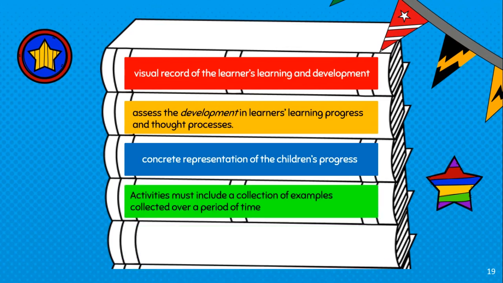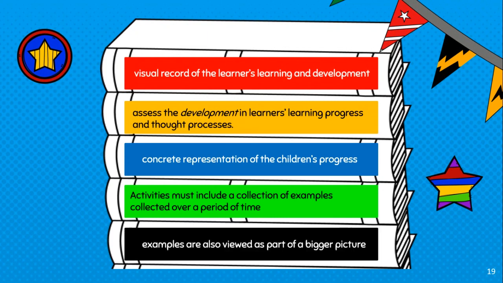And activities must include a collection of examples collected over a period of time. So for example, their handwriting book could either be for the term or for the year, and then you can see the development of their handwriting from January all the way through to December. Examples can also be viewed as a part of a bigger picture when they're all together. So it really is a great idea to develop these portfolios through folders or through workbooks.